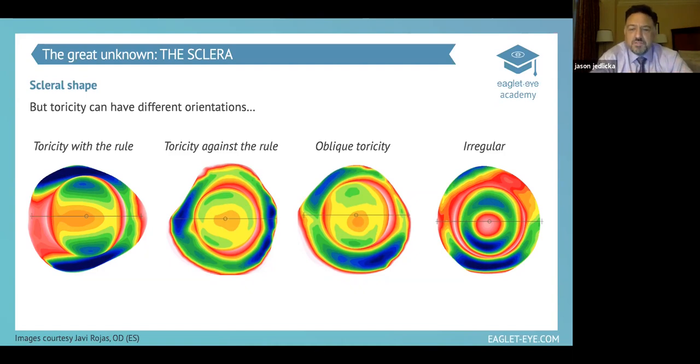We can get oblique toricity. In my mind, when I think about toricity on a sclera, I would almost consider that with-the-rule scleras make up 1/3 of patients, oblique cylinder or oblique toricity patients make up 1/3 of scleral eyes, and against-the-rule toricity makes up about another 1/3 of our patients in terms of scleral shape. Again, we know that many more individuals have with-the-rule toricity in their cornea, but moving to the sclera, oblique and against-the-rule toricity become much more common and probably almost as common as with-the-rule shape.